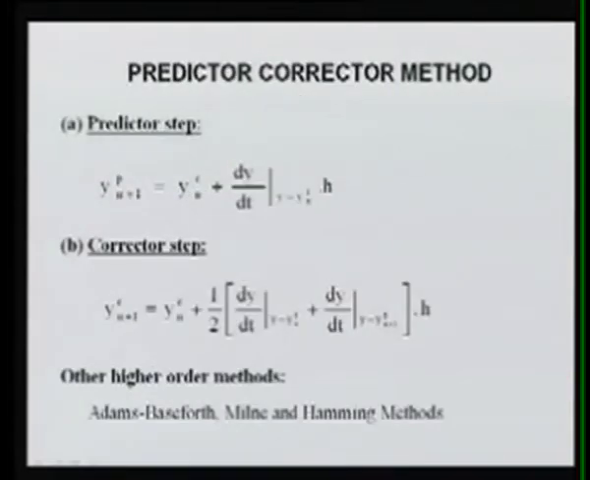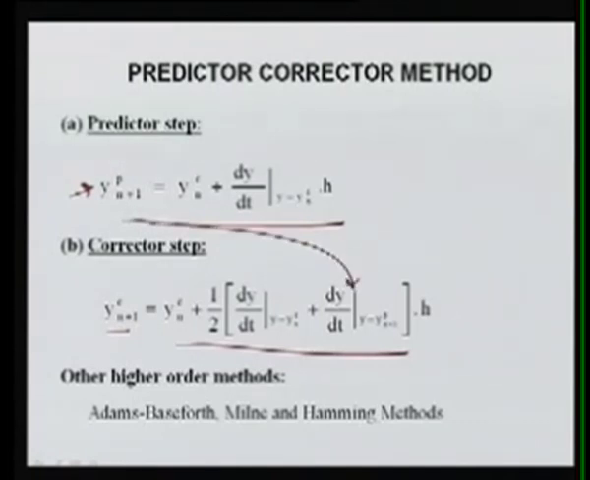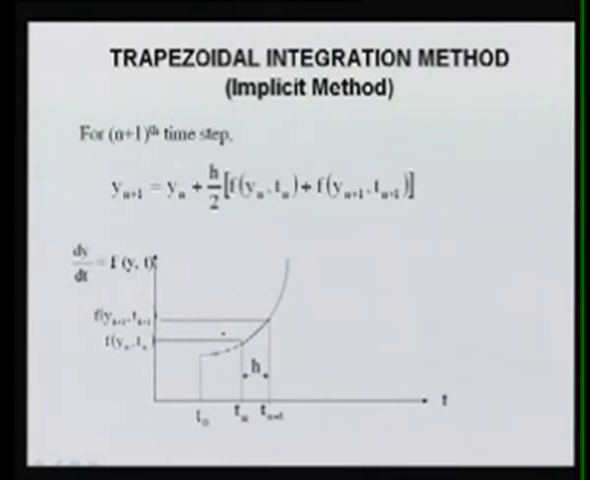Now let us see another method, the trapezoidal method. Here again the predictor and corrector methods of Euler are explained. In the predictor step we predict this value, and in the corrector step we correct it using this value, y_p n+1. Other higher methods are also available, such as Adams-Bashforth, Milne, and Hamming methods. Another method is the trapezoidal integration method, which is one example of an implicit method.